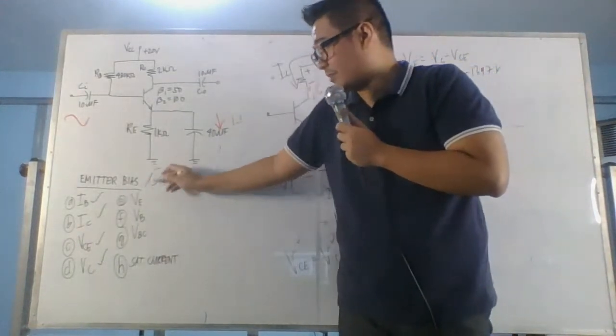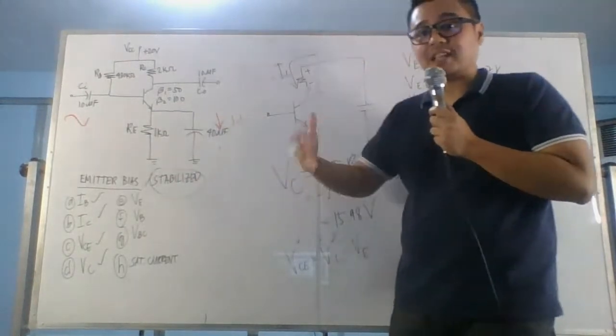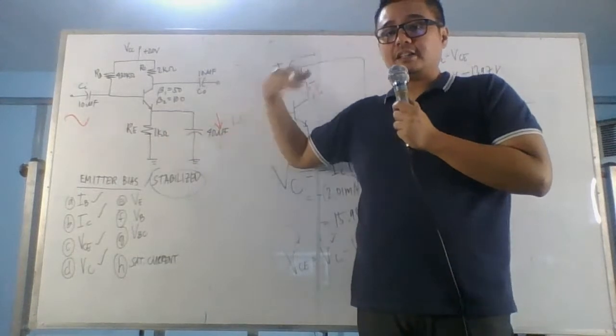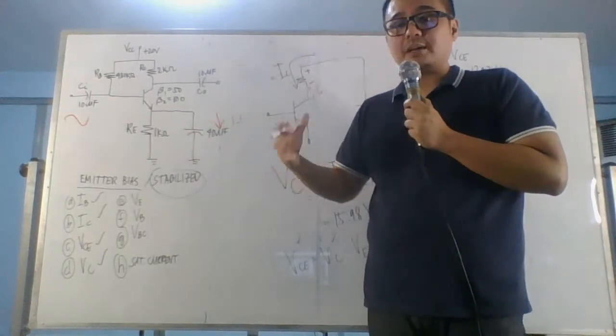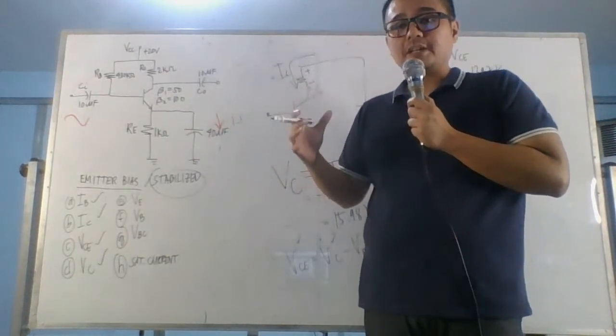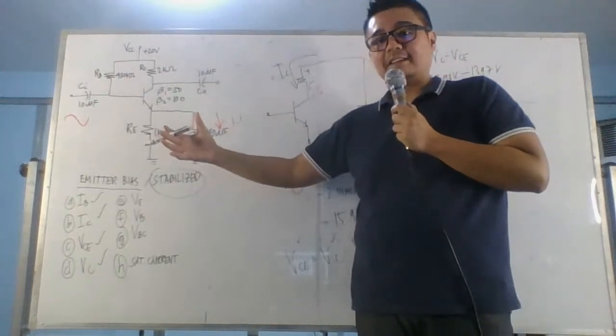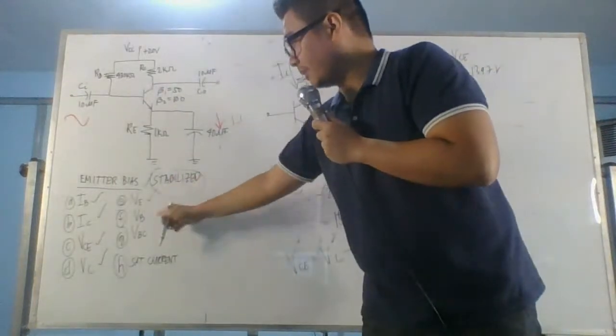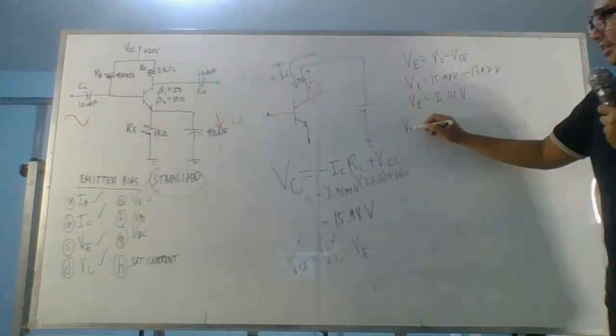So itong word na stabilized, ano ibig sabihin niya? Pinapa-stable niya yung output. Yung resistor sa emitter, it enables the output to become more stable compared sa fixed bias. Okay? Next, sagot na natin si VE. How about VB? Dali lang yan.